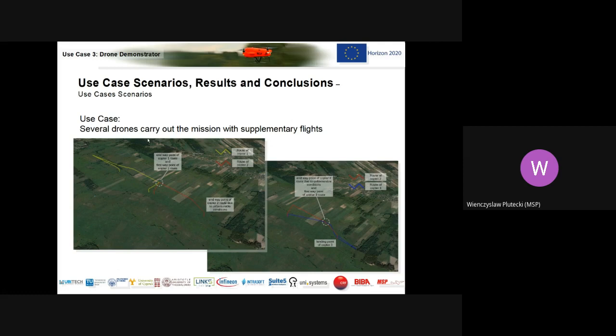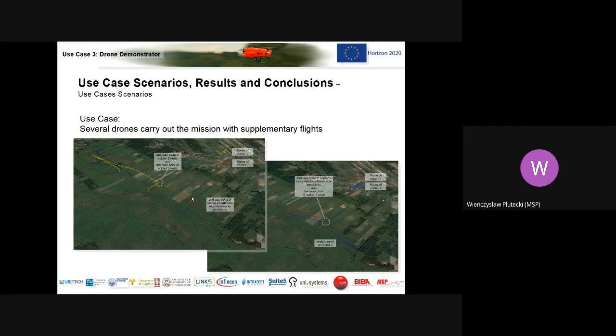The second scenario is about several drones that carry out the mission, and there is a necessity to plan and assign a supplementary flight. So the situation in the beginning is as in the first scenario: the first drone flies and fulfills the full mission up to the end and lands, and another drone starts its mission at the point where the mission of the first drone was planned to end, and continues flying along the linear object. But at some moment, due to some factor, it is forced to break the mission and land.